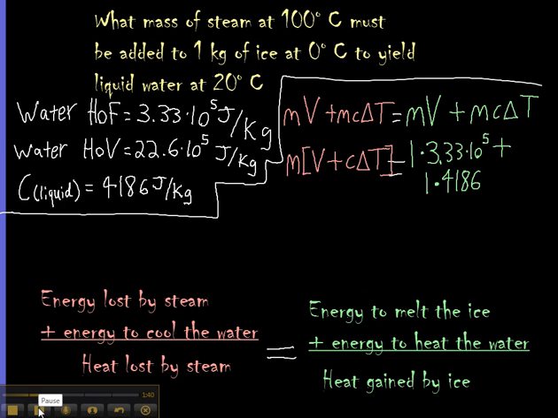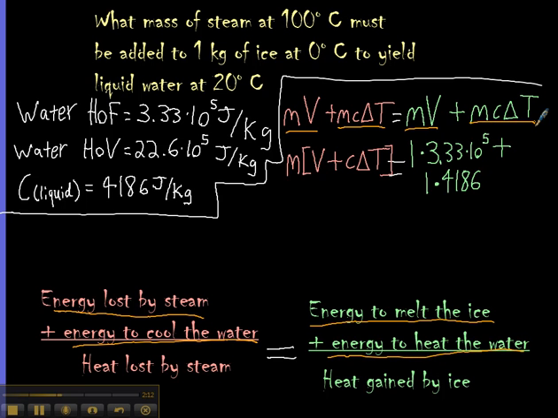Okay, so I have this set up a little bit more with the basic equation. So the way that I can write the energy lost by the steam is mv, where v is just the heat of vaporization. The energy from the steam cooling down after it turns into water is mc delta t. The energy used to melt the ice on the other side, because the ice is gaining energy, is mv. And the amount of energy to heat the water is mc delta t over here. So this whole chunk represents energy lost by the steam, and this represents energy gained by the ice.